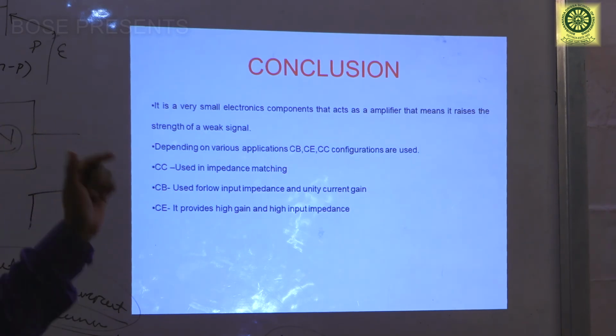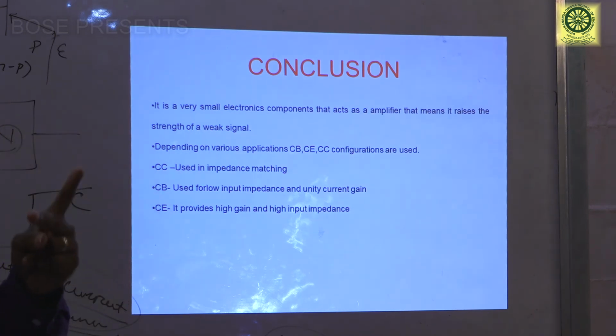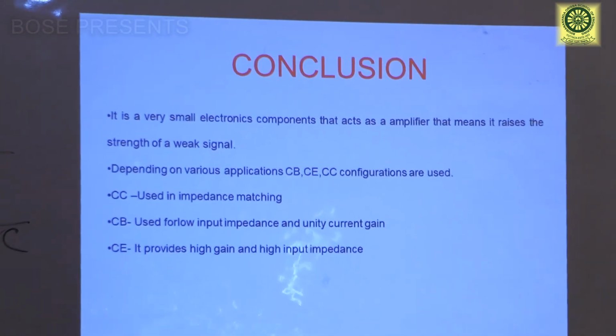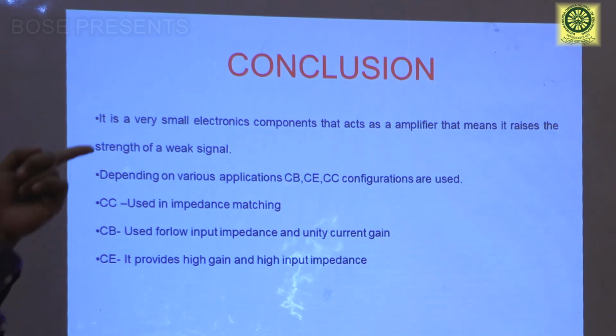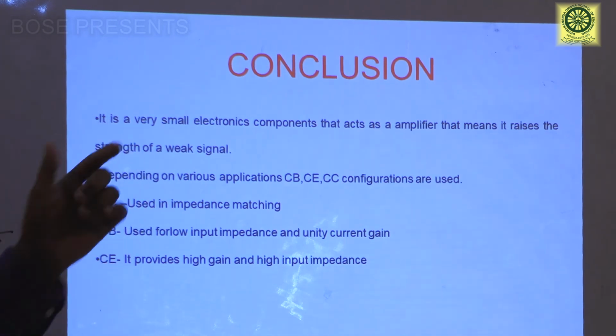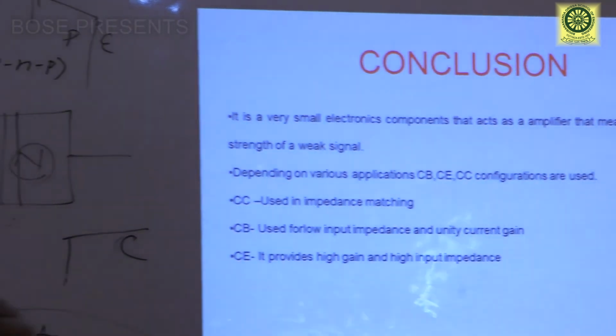Here we have completed the CB, CC and CE configurations, that is common base, common collector and common emitter configurations. We make one terminal common because we have 3 terminals and not 4: for input we need 2 terminals, and for output we need 2 terminals. So we use the CB, CC and CE configurations for different applications.